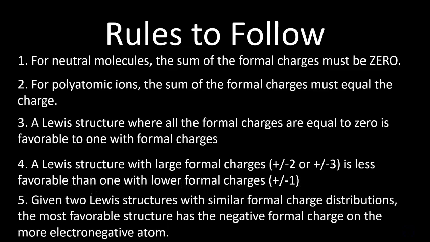Now, given two Lewis structures with similar formal charge distributions, the most favorable structure has a negative formal charge on the most electronegative atom. We do have an electronegativity chart that is available to you on your D2L. If you don't see it in D2L, ask your instructor. They can make it available for you.